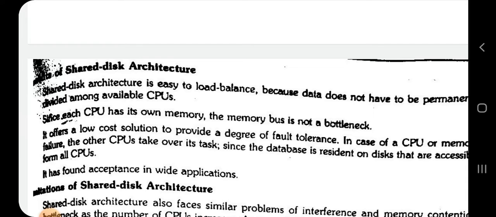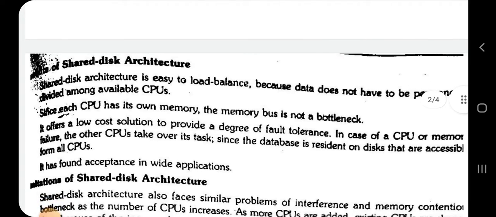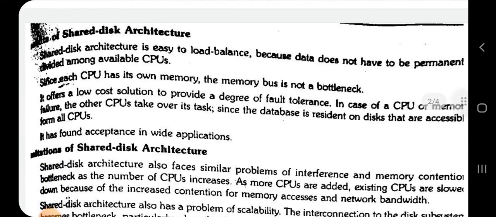It can easily load the queries, it can easily execute the queries. Why? Because it will have its own individual memory as well as its own DBMS for each and every system, and among the CPUs it can execute them, and it will be looking for the data directly from the disk.